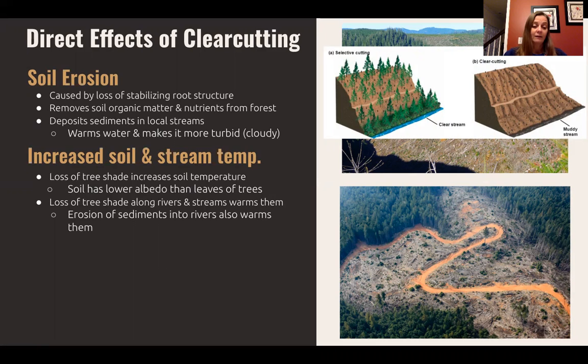And then again, we get that double whammy effect that the soil has a lower albedo, so a lower reflectivity than the leaves of the trees, which means that soil absorbs more of the warmth from the sun than trees do. That warms the soil. And then as that sediment erodes into the rivers, that also warms the rivers. So we get both the lack of shade and the increased albedo.